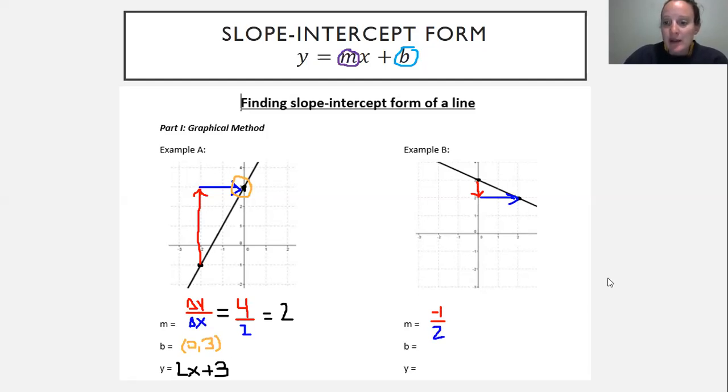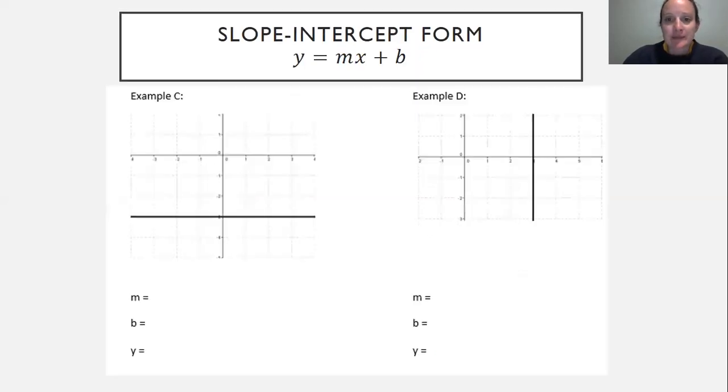And my b here is going to be right there at 0, 3 again. So my b is 0, 3. So then my equation of my line is just going to be y equals -1/2 x plus 3. That's the graphing method. Pretty nice and straightforward, very visual.